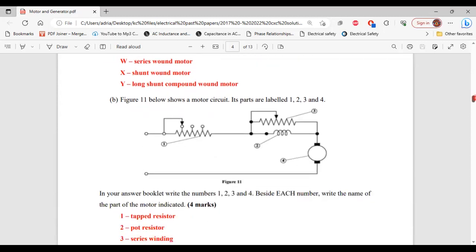For part B, it says figure 11 below shows a motor circuit. Its parts are labeled 1, 2, 3, and 4.